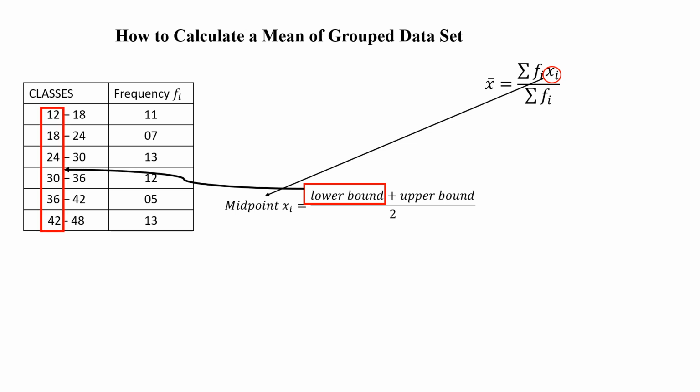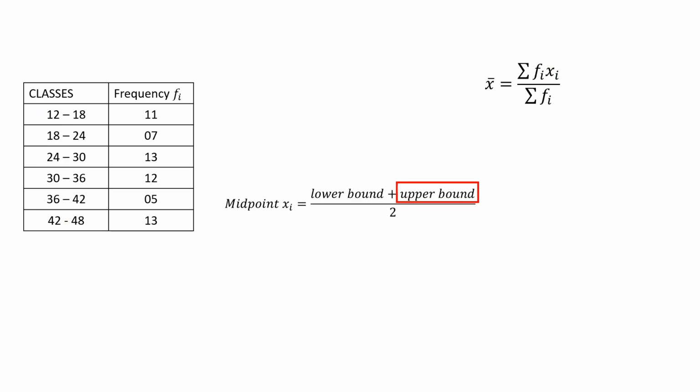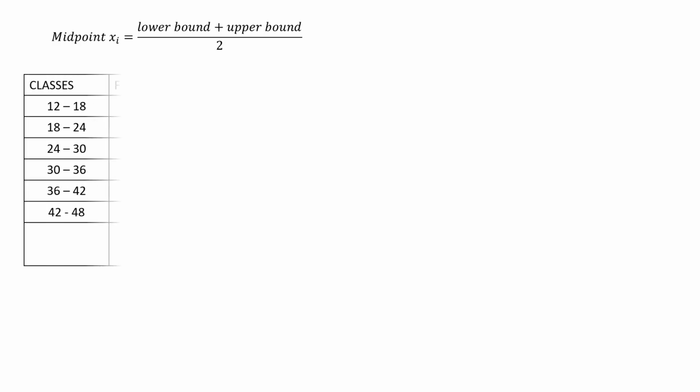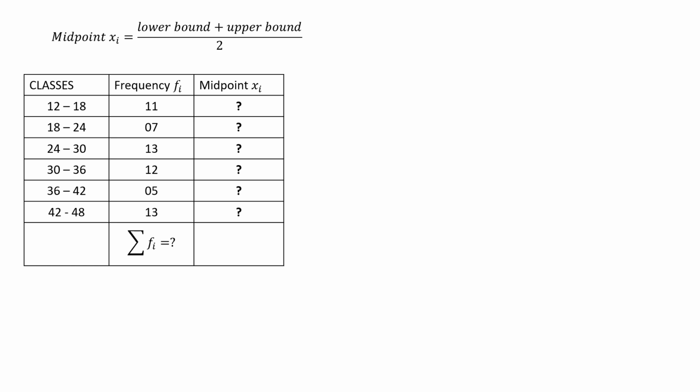As we can see here, the lower boundary of each class is presented from 12 to 42, and here the upper boundaries of each class are presented as follows. Let's now move to how we calculate these midpoints.